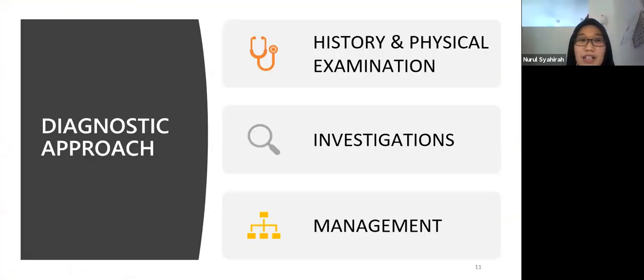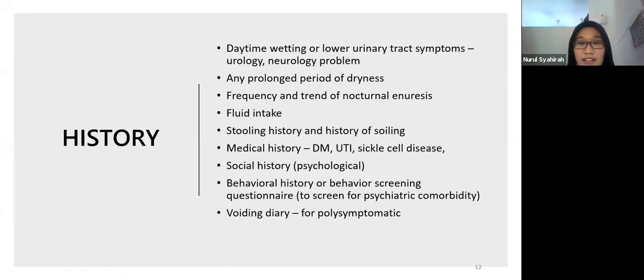Okay, so we move to the diagnostic approach. We will look at the history and physical examination, investigation, as well as the management. For the history, we need to ask the parents about daytime wetting or any other lower urinary tract symptoms, because we want to look for any urology or neurology problem and any prolonged period of dryness. Then the frequency and trend of nocturnal enuresis.